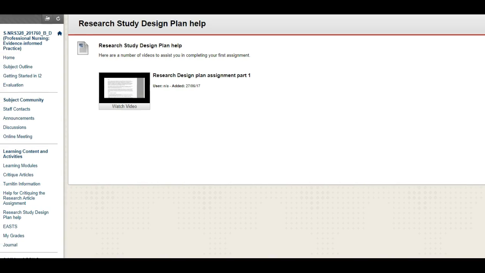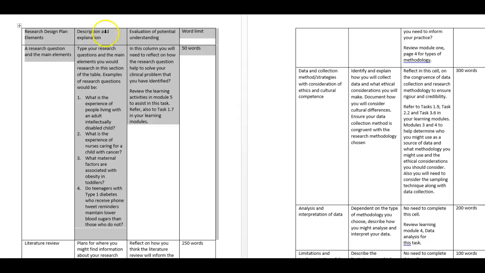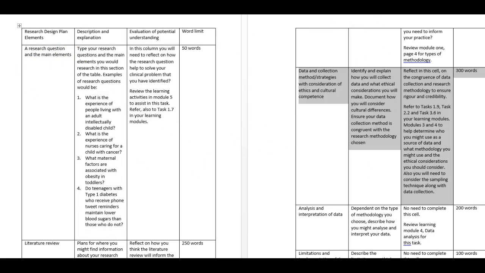If you haven't already seen, on the left hand side of your Interact site, in the learning content area, I've got the research study design plan help, and there's a video there that goes over the assignment to start with, so go and check in there. Here's the table. I've taken the liberty of copying the table into a Word document so you can see it here.